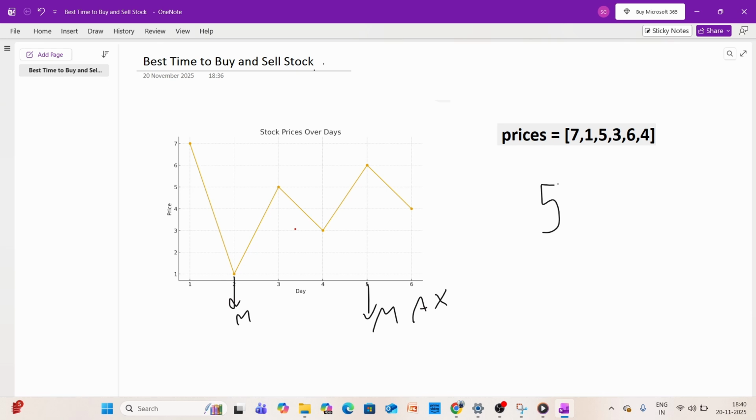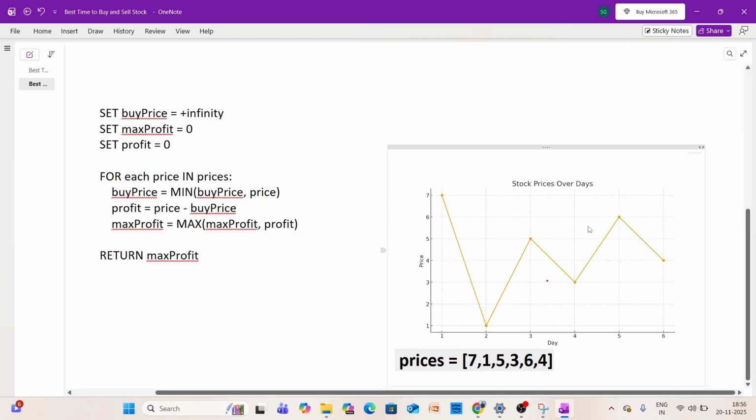So the approach will be simple: we need to find one minimum value, and then we need to find the maximum value after that, because we can sell the stock only on a future date. In this way, when our profit is maximum across the array, that will be our final result. Okay, so now we have understood the problem and what it demands. Now we will discuss the approach.